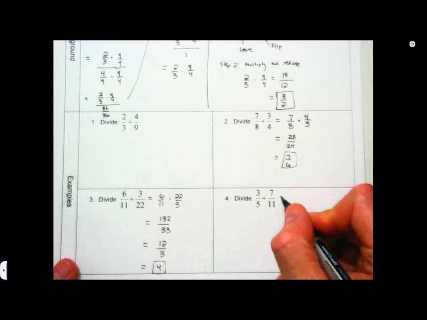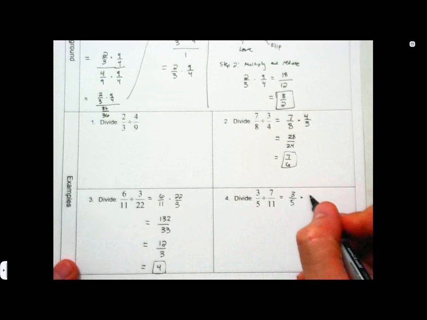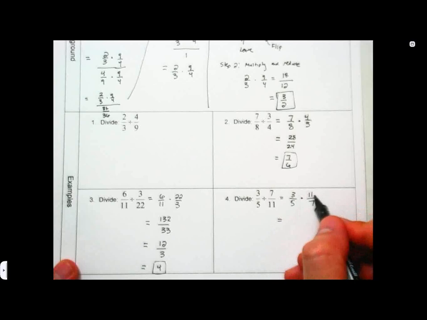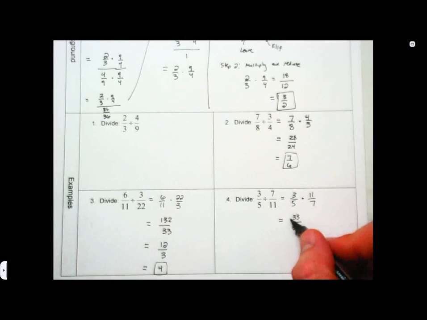And then number 4, okay, again, leave the first guy the same. Change to a multiplication. Flip the second guy over. Okay, if we multiply across, we have 33 over 35. And that is not reducible. So that's as far as we can go.